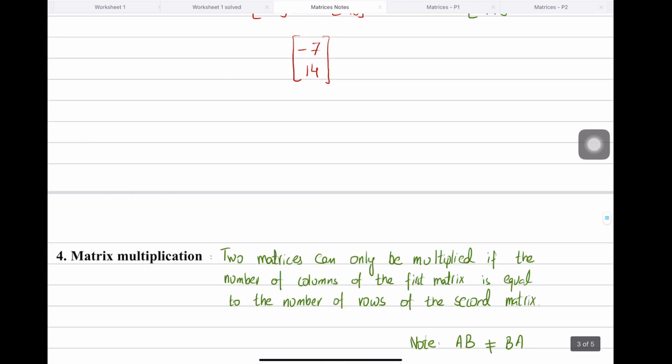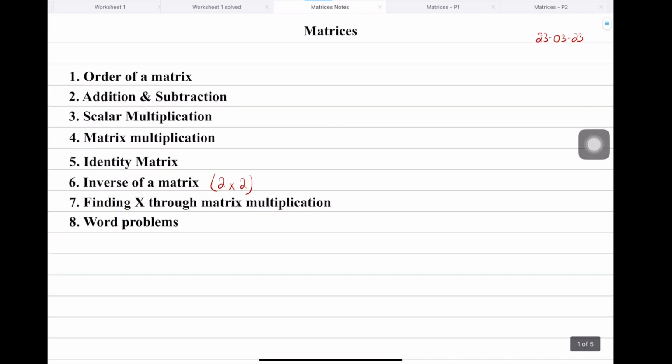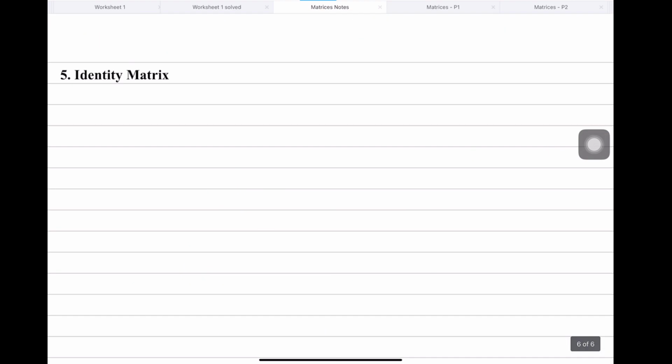Now, let's see how many concepts we've done so far. We've learned how to find out the order of a matrix, we've learned addition and subtraction, we've learned scalar multiplication, we've learned matrix multiplication. Now let's see what the identity matrix is. It's 1, 0, 0, 1. This is what the identity matrix is. And think of the identity matrix as the number one of matrices. You know what's so special about number one is that if you multiply 5 by 1, what happens to it?